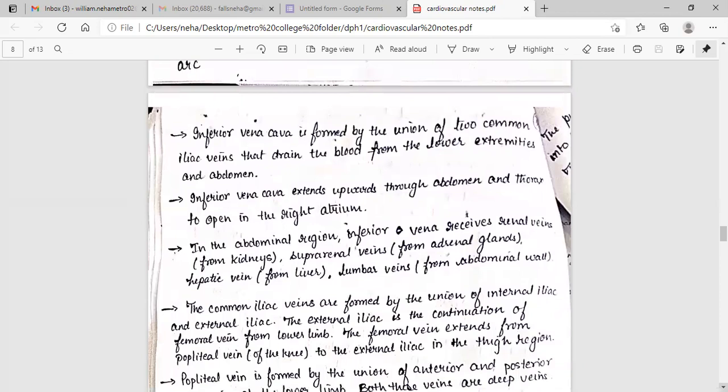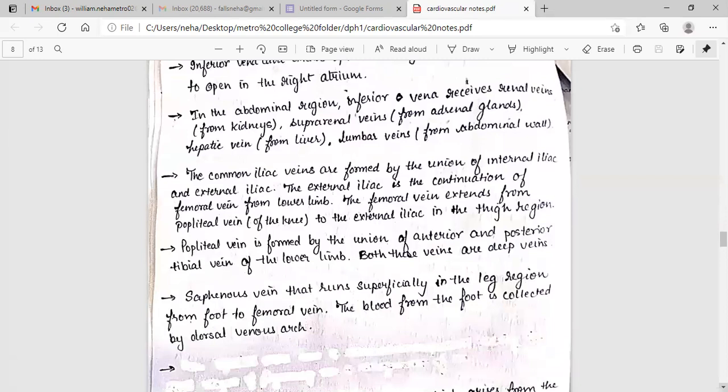The inferior vena cava is formed by the union of the two common iliac veins that drain the blood from the lower extremities and abdomen. The inferior vena cava extends upward through the abdomen and thorax to open in the right atrium. In the abdominal region, it receives the renal vein from the kidney, suprarenal vein from the adrenal gland, hepatic vein from the liver, and lumbar vein from the abdominal wall. The common iliac veins are formed by the union of the internal iliac and external iliac.